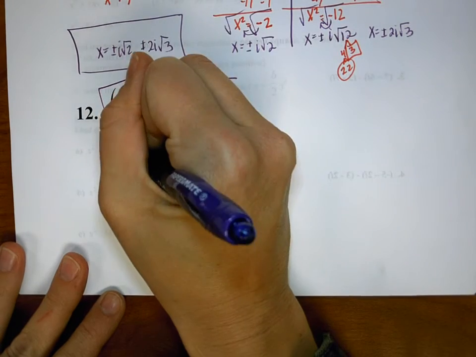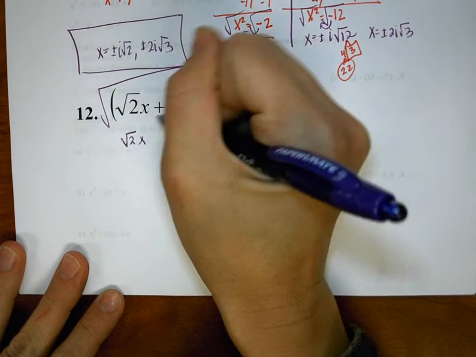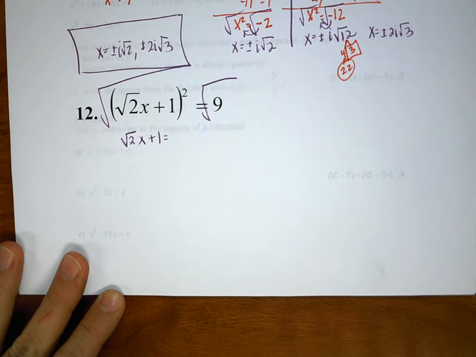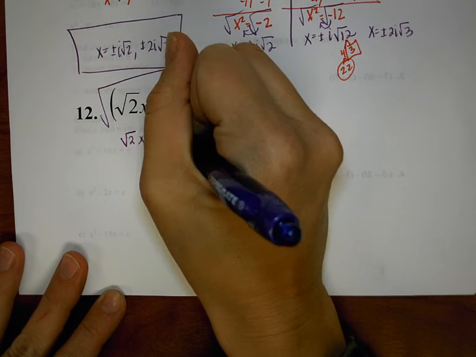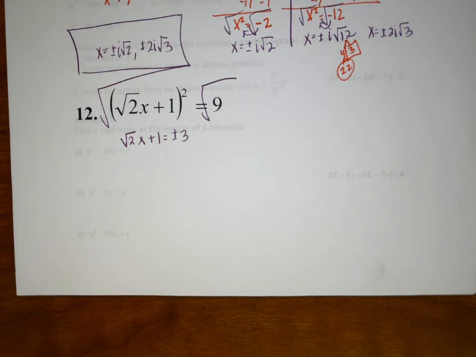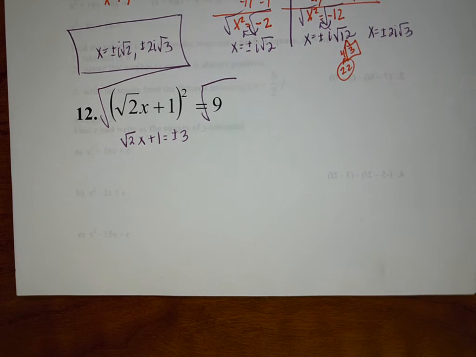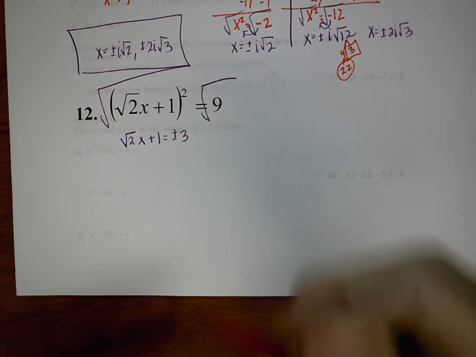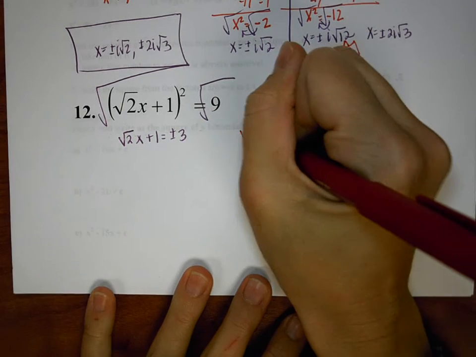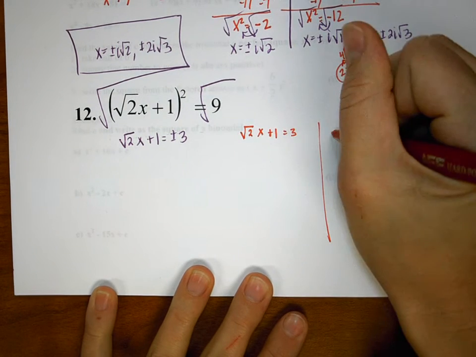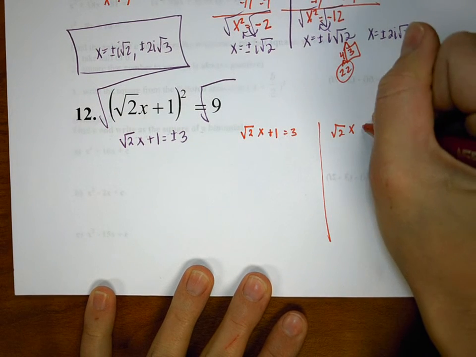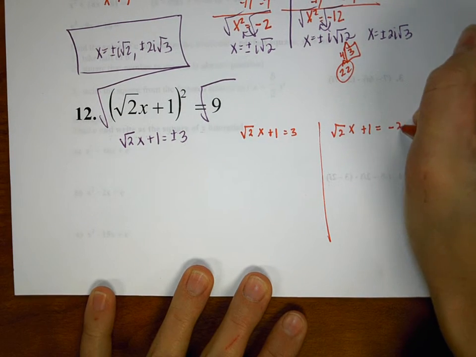So I have the square root of 2x plus 1 equals what? 3. Plus or minus 3. Thank you. Good job. Plus or minus 3 is correct. Now what? Get the square root. Nope. 2 equations. So I have root 2x plus 1 equals 3. And root 2x plus 1 equals -3.